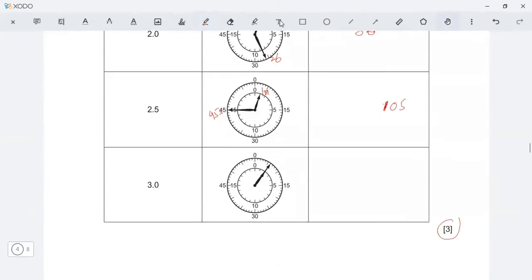Next one, it has already crossed. Look at it, 1 to 2 minutes, right? 2 minutes and 6 seconds. So 2 minutes equals how many seconds? 2 times 60 is 120, 120 plus 6, so 126 seconds. Okay, so these are the timings you have written. So for this you get 3 marks.